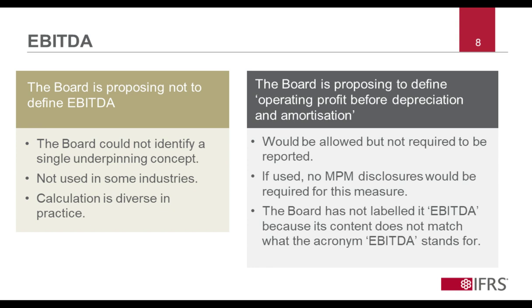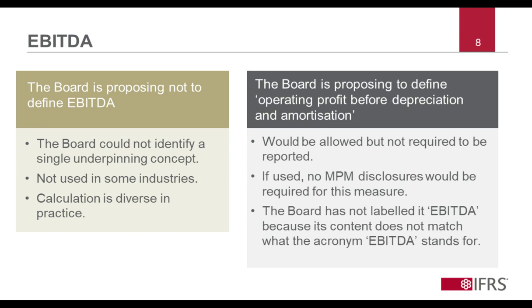So without an alternative, this would have meant that all measures of EBITDA used to communicate to investors would have been management performance measures. However, the board concluded that a measure calculated as operating profit before depreciation and amortization would provide similar information to many of the EBITDA measures that we see today. Although this is not labeled EBITDA, it is a comparable measure that entities could provide and that would not be considered a management performance measure.